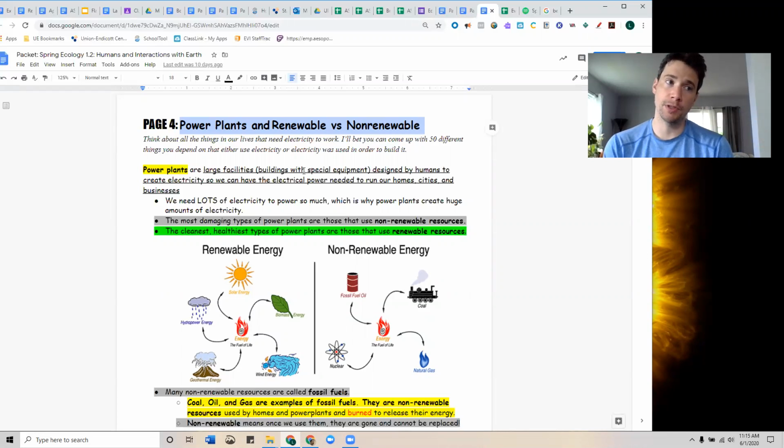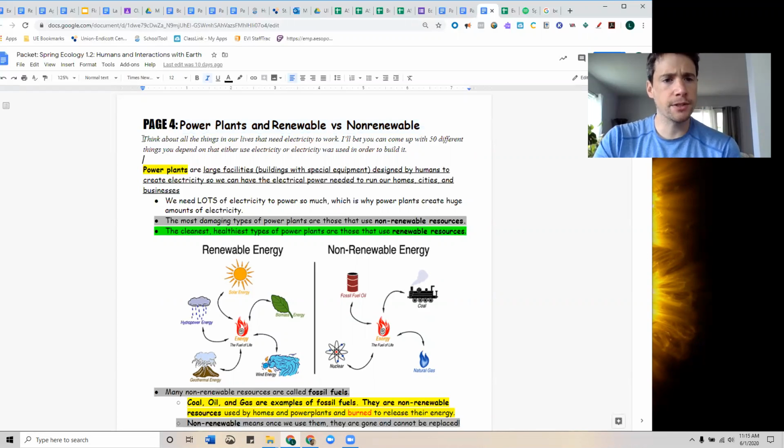And so this can create a lot of pollution depending on the type of power plant that we're talking about. So it's important to understand it if we're going to understand how we take resources away from our world, which is obviously the topic of this whole unit: how humans are dealing with the environment.